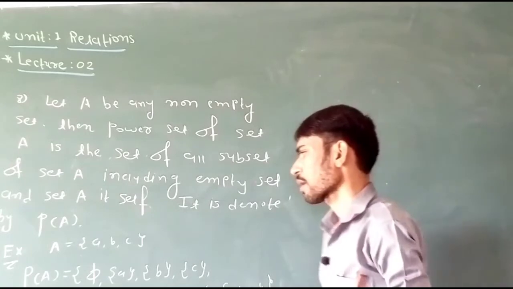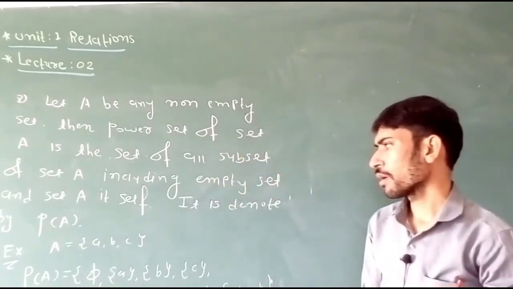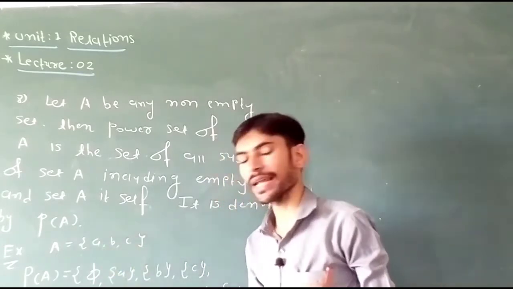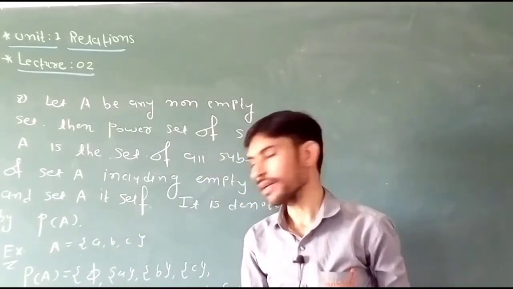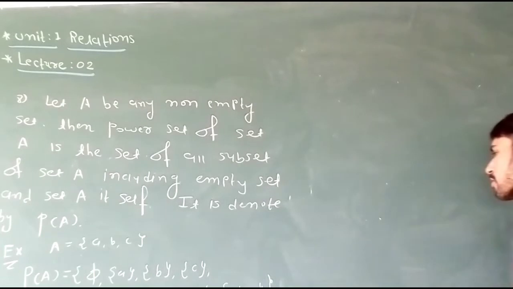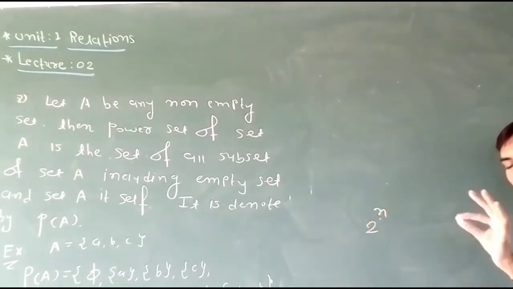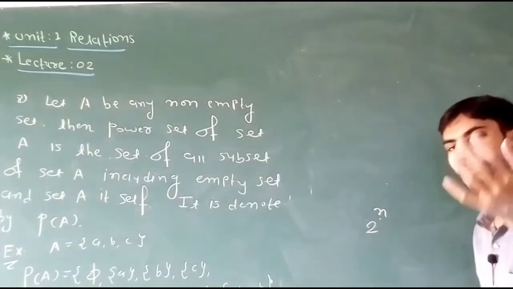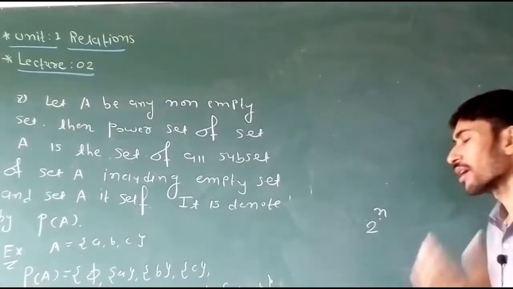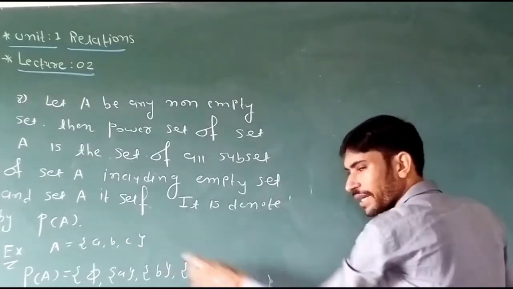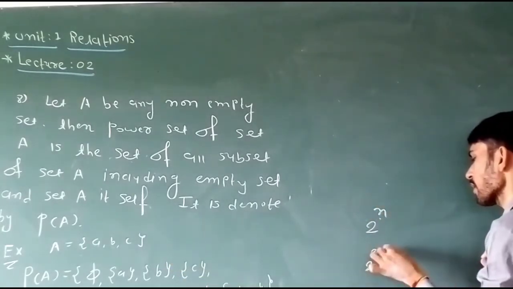Now question is, how many total subsets of set A exist? Any power set has total 2 raised to n elements. In this example our n is 3, so 2 cube is 8.